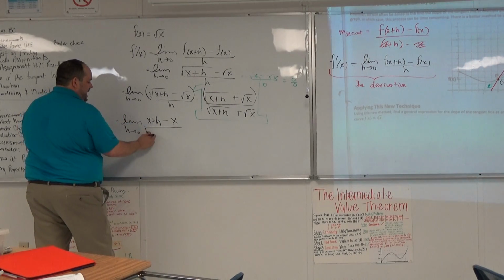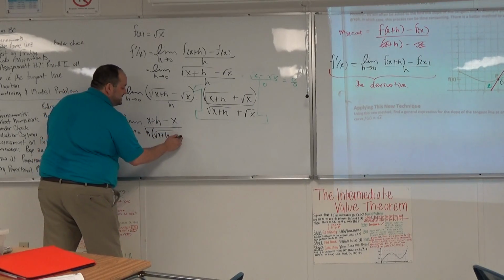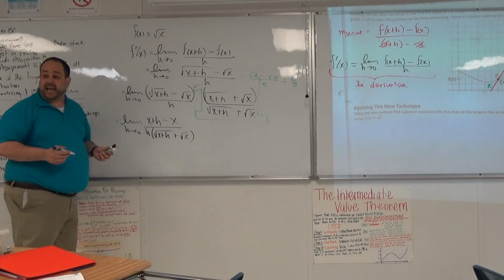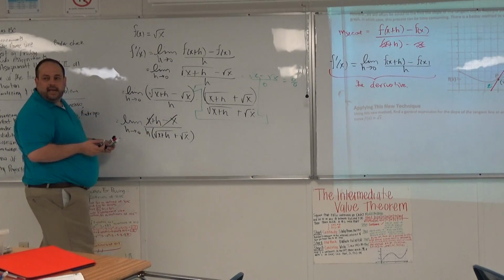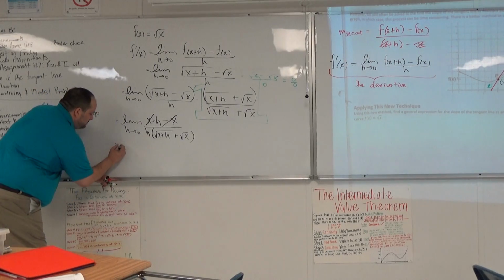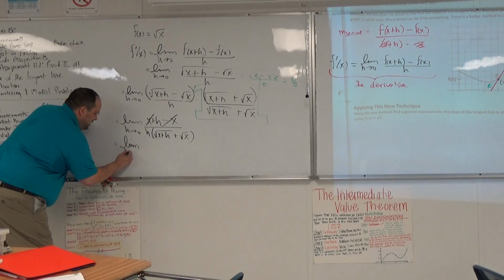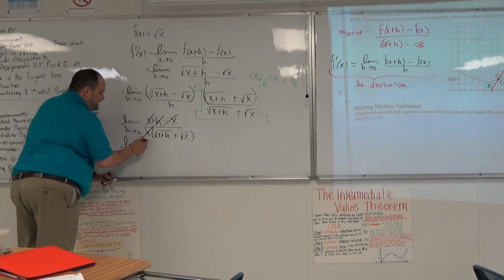In the bottom, I am not actually going to multiply this out because I kind of have a sense of what's going to happen here. The x and the negative x are going to cancel out. What else is going to happen here? The h is going to cancel out. And you want to be careful. That h and this h cancel out.